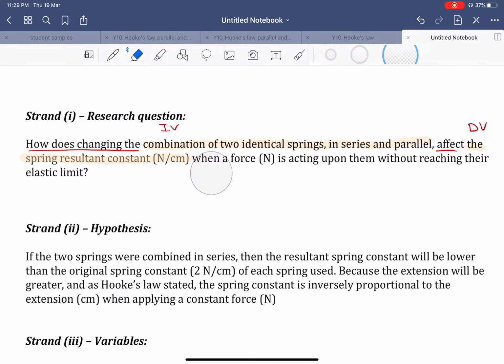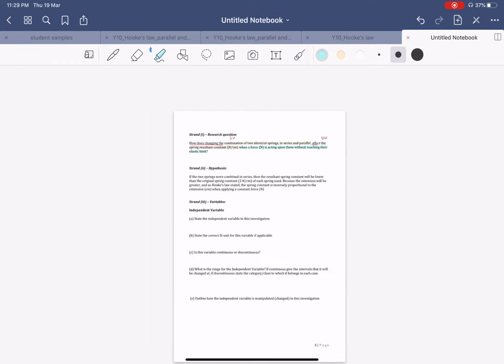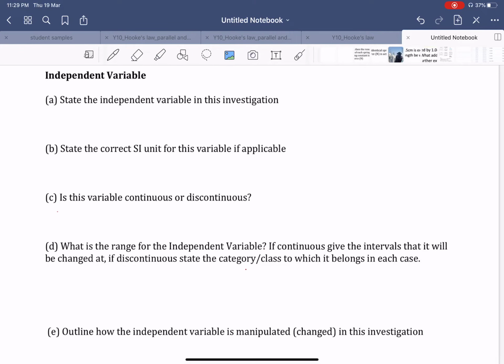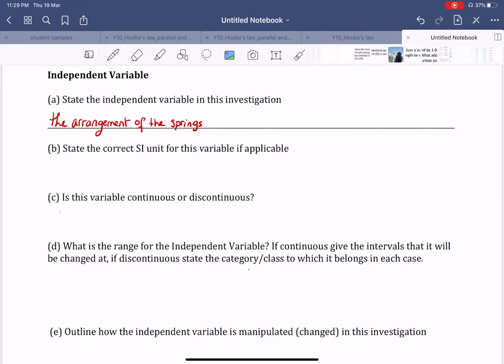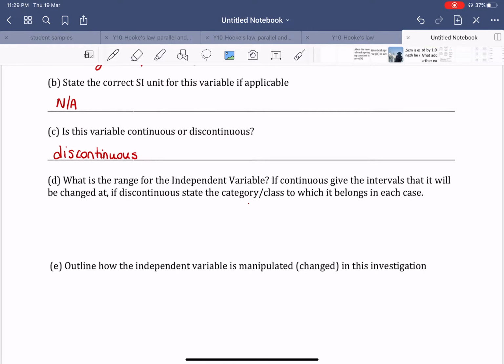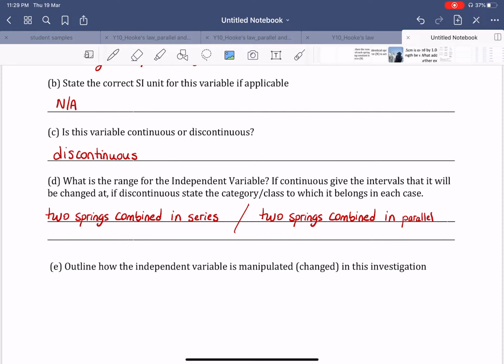Okay? And then this one, when a force is acting upon them, that's my control. Okay, so that's my independent variable. It doesn't have any unit. It's discontinuous. Now, what's the range? It doesn't have a range. It has a class or a category. It lies in two categories, a series and a parallel.